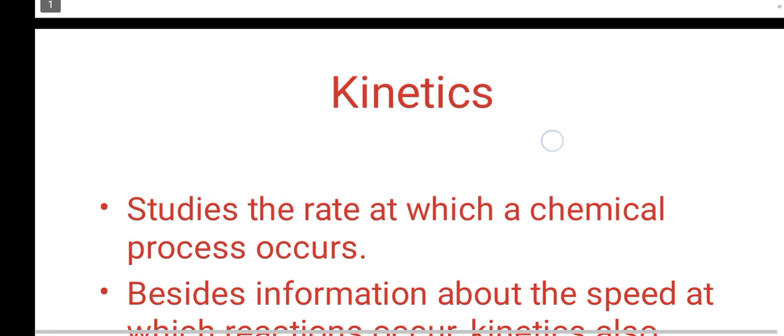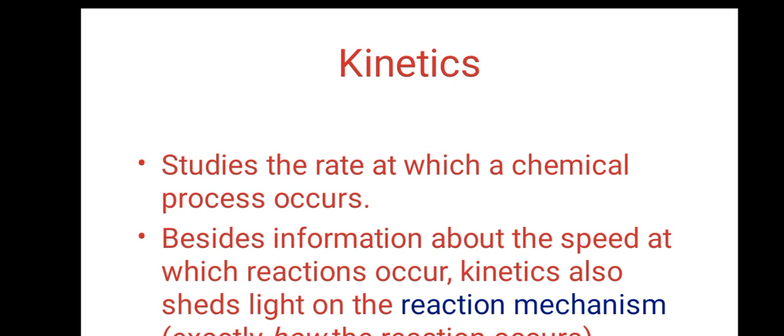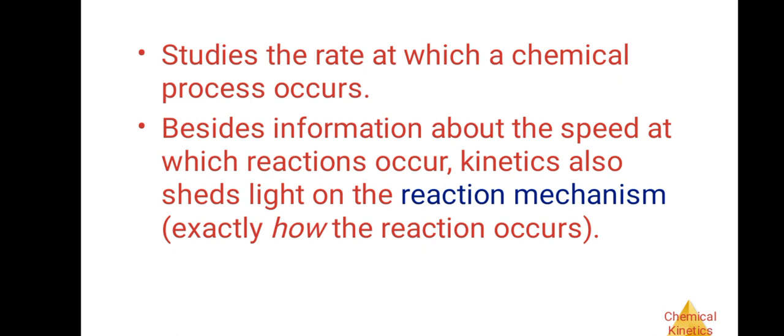Okay, so what is chemical kinetics? Now, chemical kinetics studies the rate at which a chemical process occurs. Okay, so it only studies the rate at which a chemical process occurs. Besides information about the speed at which reactions occur, kinetics also sheds light on the reaction mechanism. That is exactly how the reaction occurs.